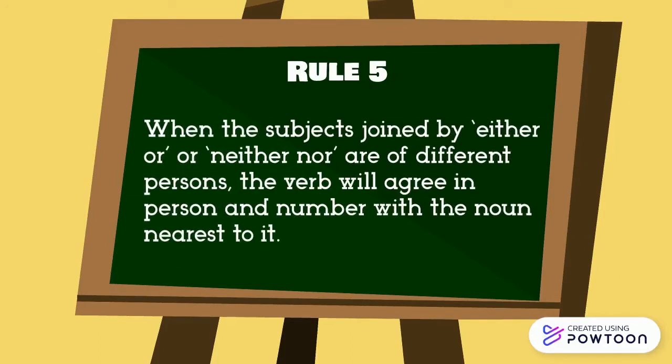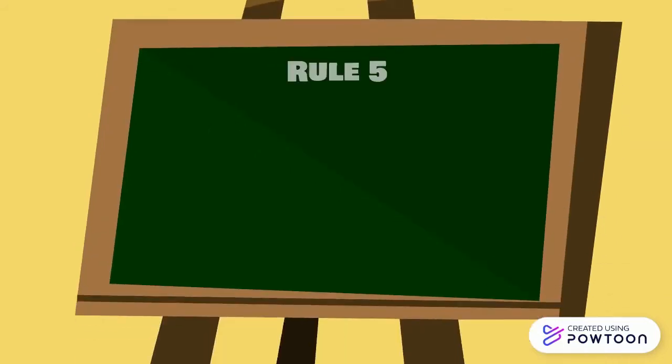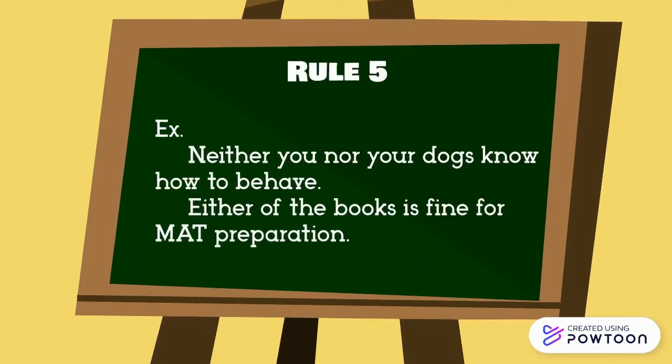Rule number 5. When the subjects joined by either-or or neither-nor are of different persons, the verb will agree in person and number with the noun nearest to it. For example, neither you nor your dogs know how to behave. Either of the books is fine for math preparation. Always remember that when either and neither are used as pronouns, they are treated as singular and always take the singular verb.